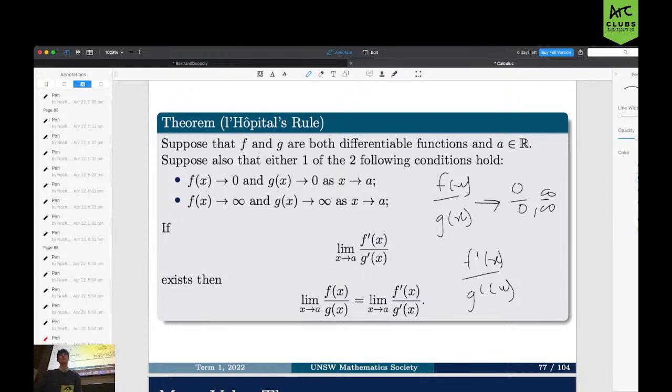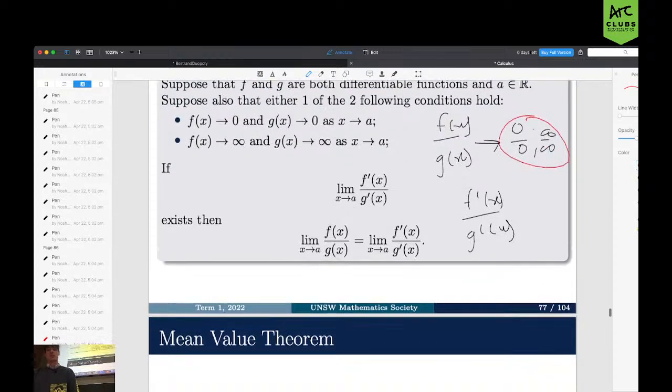And again, like the mean value theorem or all the other theorems that we've looked at, before you apply L'Hopital's rule, you need to show that it does actually approach an indeterminate form. You can only use L'Hopital's rule if it approaches either 0 over 0 or infinity over infinity. Otherwise, it's not going to work properly.